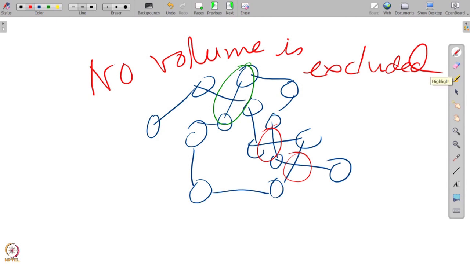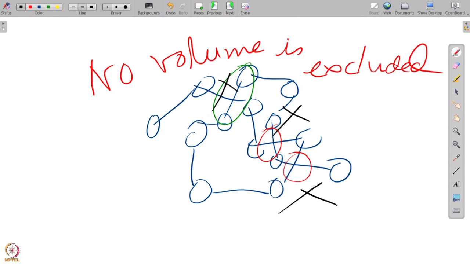But in the real world, of course, you cannot do that. This is not allowed. It might seem that it is a small thing, but no, these excluded volume interactions, that some volume is excluded, play a very important role.